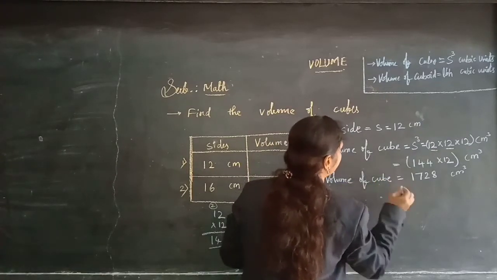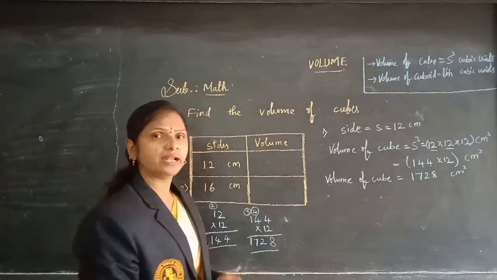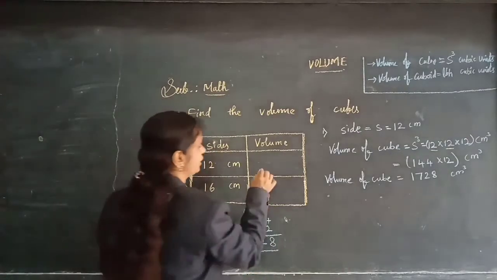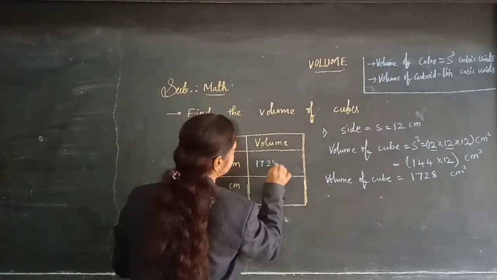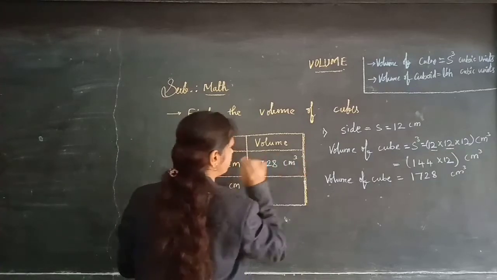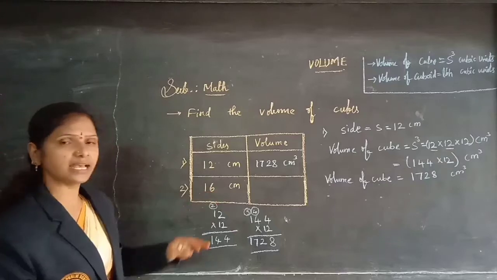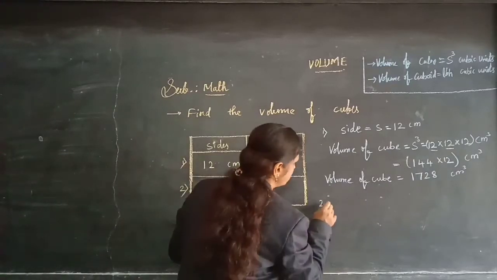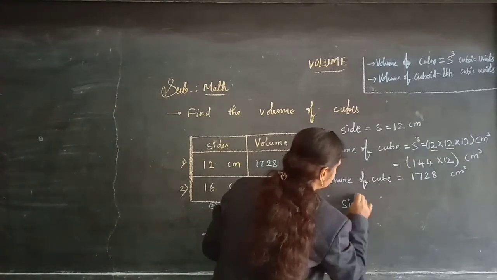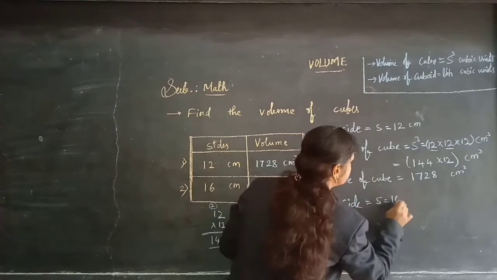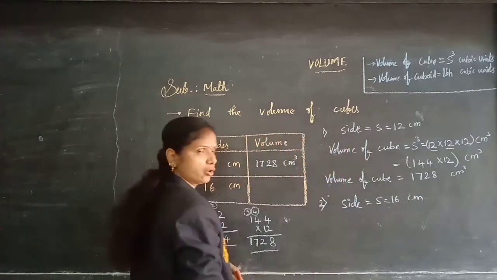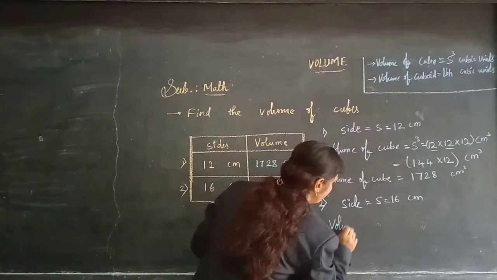Volume of the given cube is 1728. Here I am writing 1728 centimeter cube. Let's find the volume of the second cube which has a given side of 16 centimeters. So here second one, side 16 centimeters. Okay, now let's find its volume.